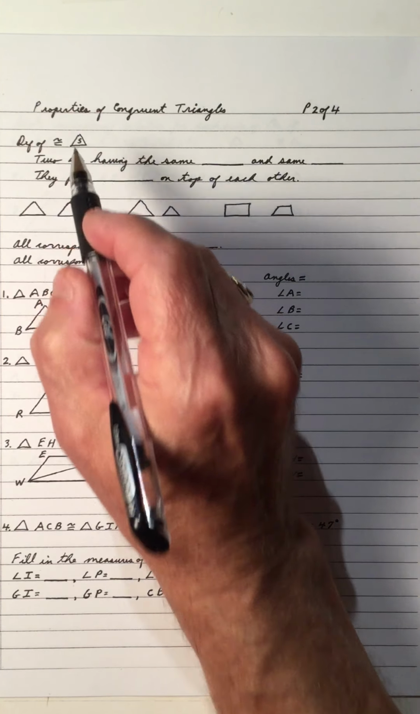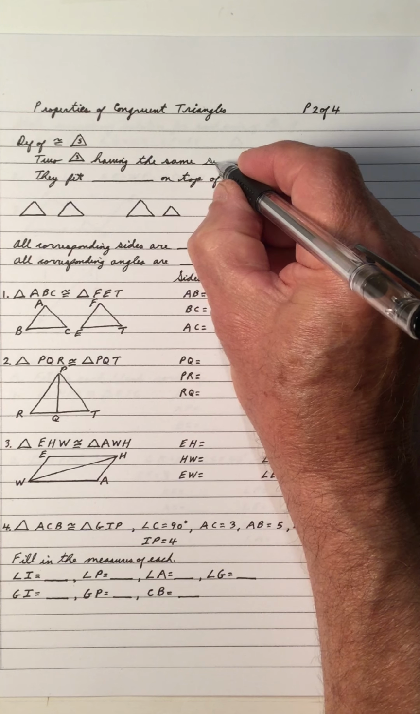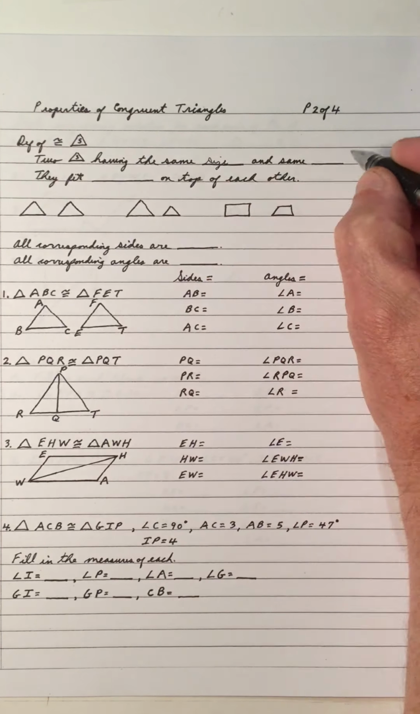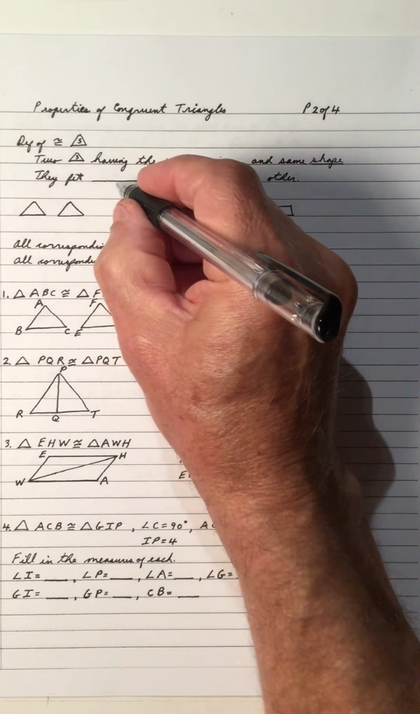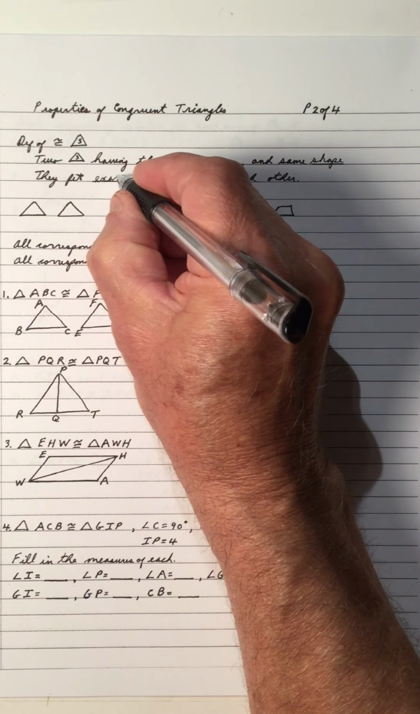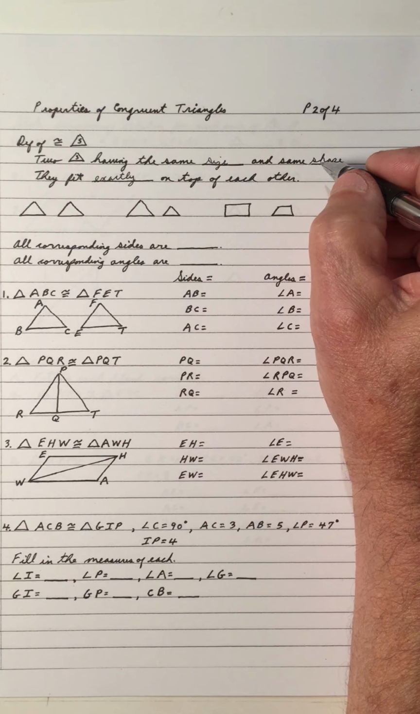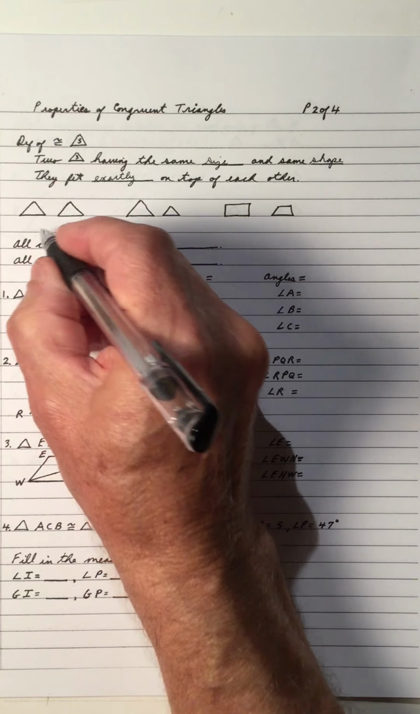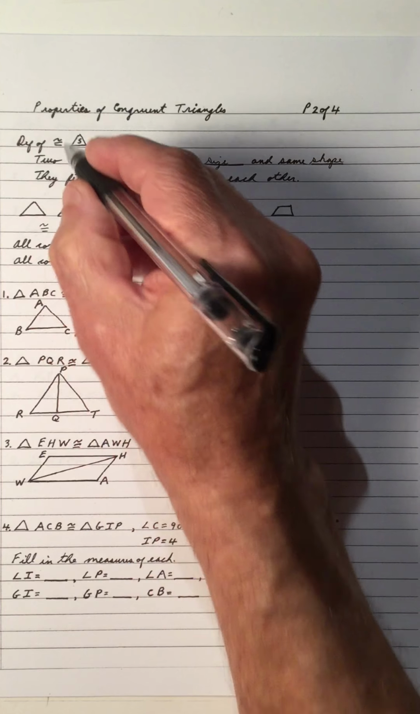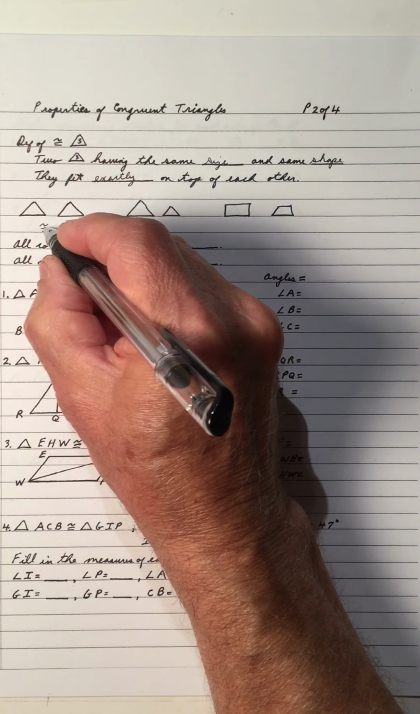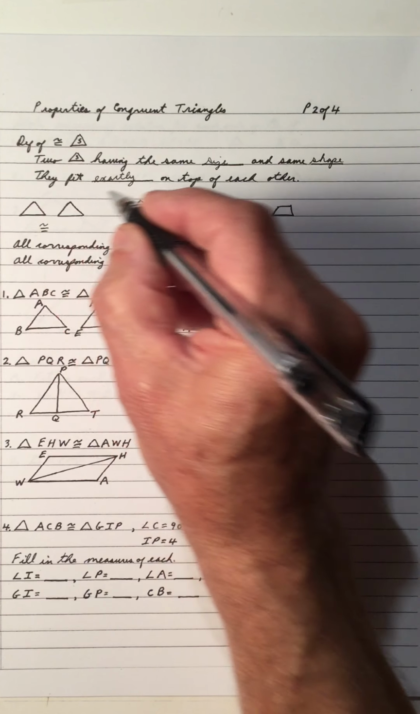Definition of congruent triangles: two triangles having the same size and the same shape. They fit exactly on the top of each other. These two triangles here are congruent, and I'm going to use this symbol for congruent. This symbol right here means congruent, a wiggle with two lines. These two triangles will fit exactly on top of each other.